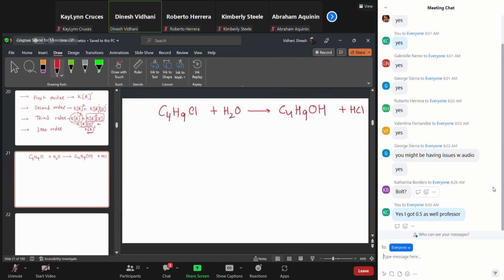Now this reaction is a first order reaction. Why is it a first order reaction? Because the concentration of water does not affect the reaction rate. So when I write down the rate of reaction, it only depends on the concentration of my butyl chloride. If I increase the concentration of butyl chloride by 1 time, I increase the rate by 1 time. If I increase it by 2 times, I increase the rate by 2 times, because this is raised to the power of 1. This is an example of a first order reaction.